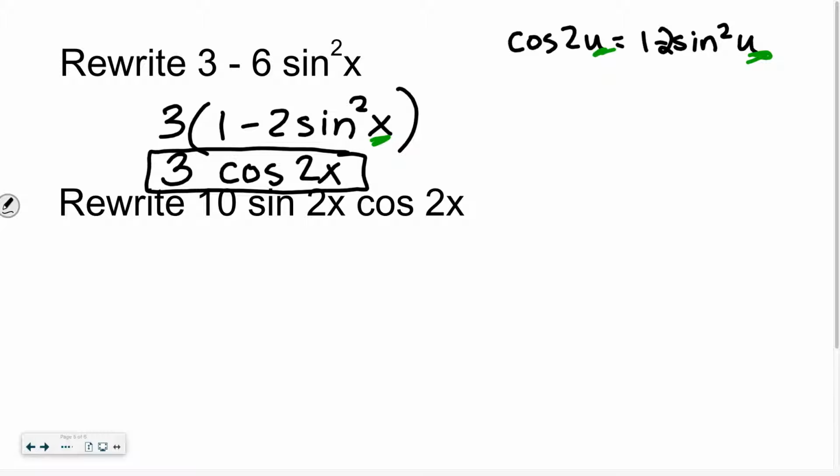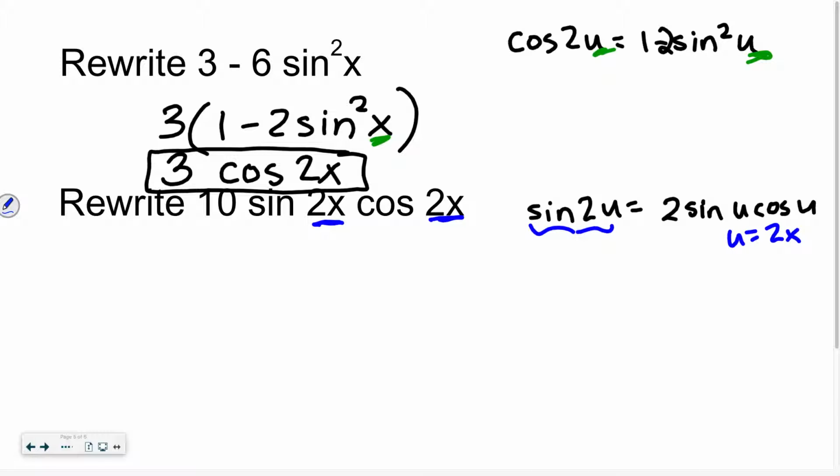Which one does the 10 sine 2x cosine 2x look like most like? Sine 2u. Okay. Now this one's a good one to kind of look at. I know that we're going to come close to the bell, so just stay with me for a second. What's u in this? U is 2x. So when you rewrite it, you're going to be doing the sine of 2 times 2x. That's going to be the sine of 4x when you substitute back in.